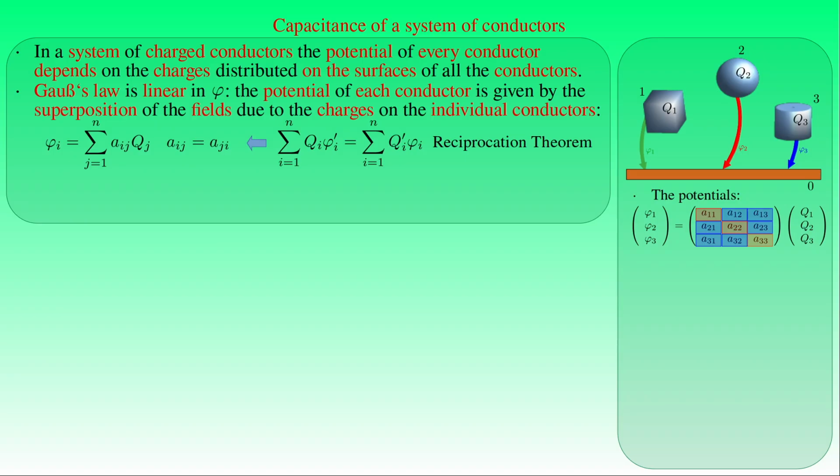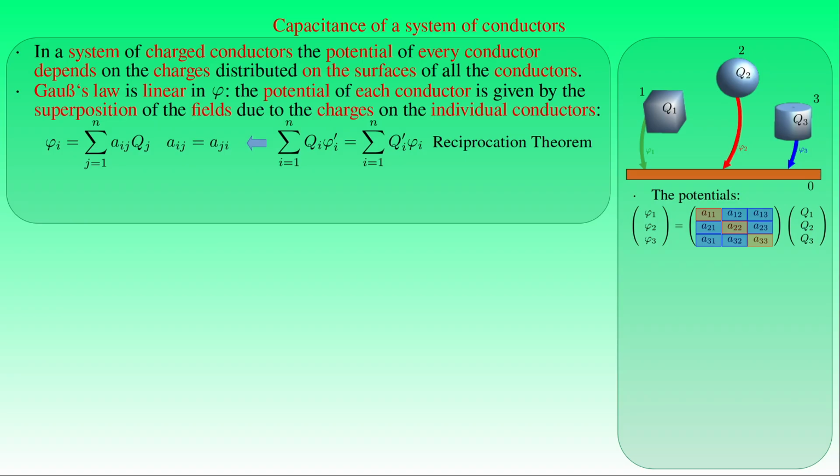Here the potentials phi i of the conductors are generated by the charges q sub i distributed over their surfaces, and the potentials phi prime i of the same conductors are generated by the charges q prime i on them. If we insert the expressions of the potentials phi i in the left-hand side into the theorem, then we can see that the matrix of the coefficients of potential must be symmetric.